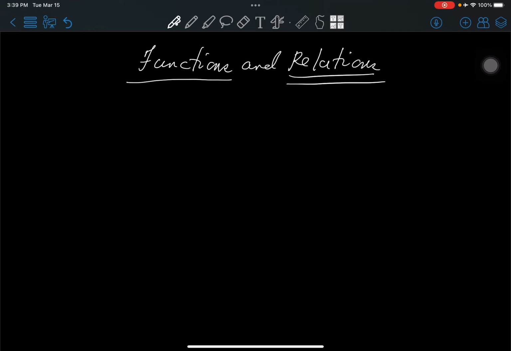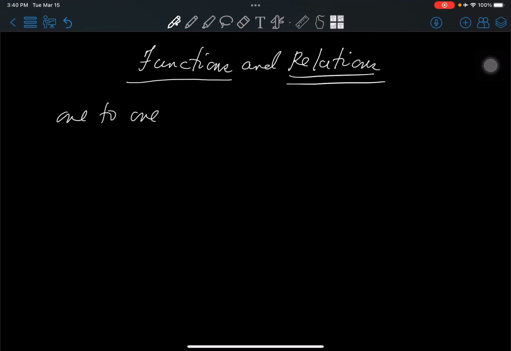Are we sure that functions are relations, or relations are functions, or they are not? Okay, so let's talk first about the meaning of a relation. A relation has three kinds. We have one-to-one relation or one-to-one correspondence.